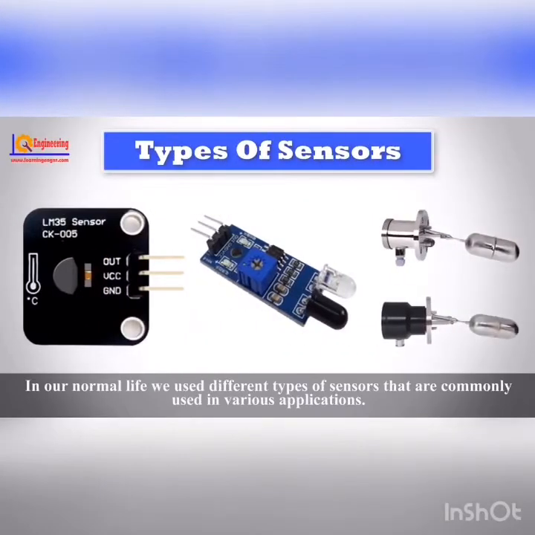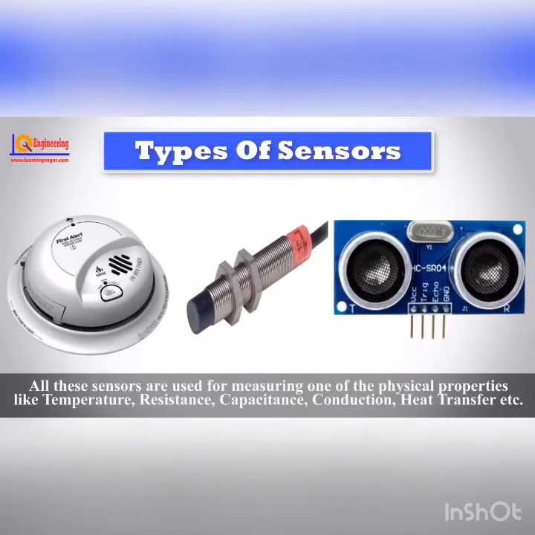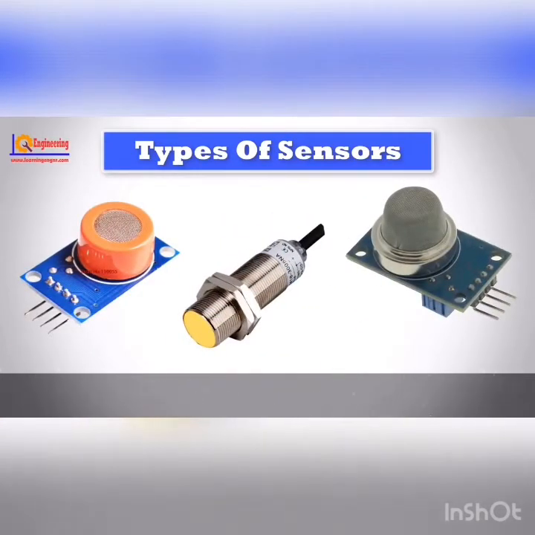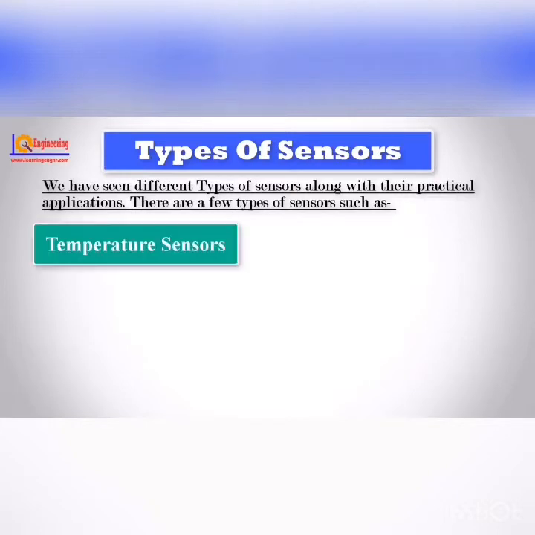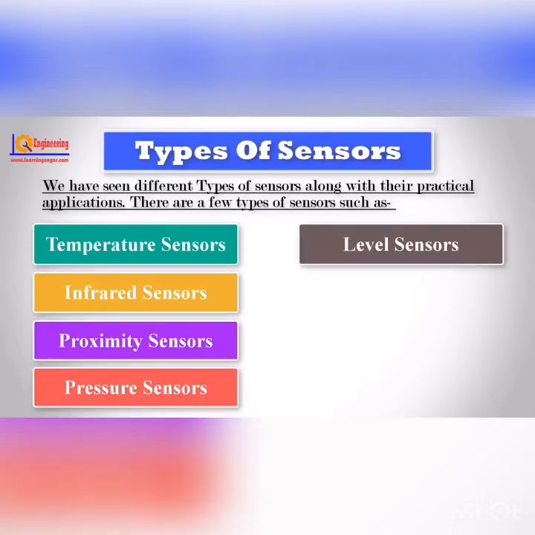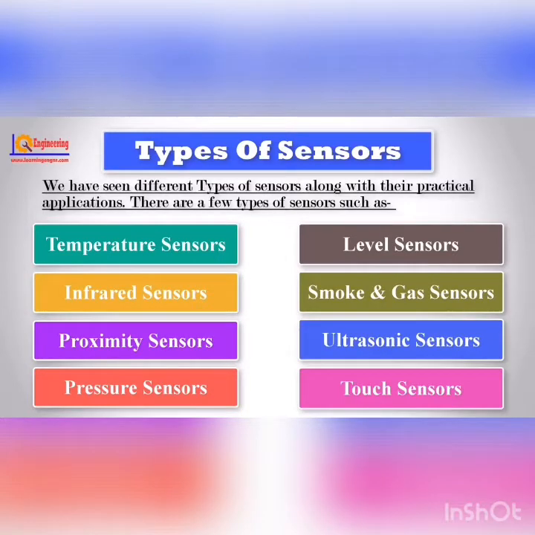In our normal life, we use different types of sensors that are commonly used in various applications. All these sensors are used for measuring one of the physical properties like temperature, resistance, capacitance, conduction, heat transfer, etc. In this video, we will see different types of sensors along with their practical applications. There are a few types of sensors such as temperature sensors, infrared sensors, proximity sensors, pressure sensors, level sensors, smoke and gas sensors. Ultrasonic sensors and touch sensors are commonly used in most electronics applications.